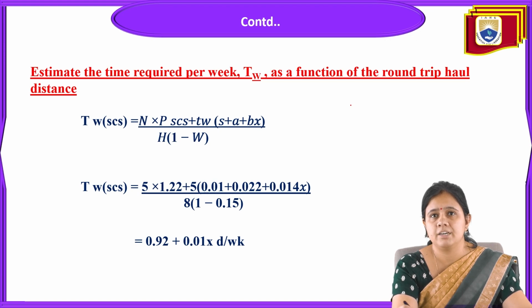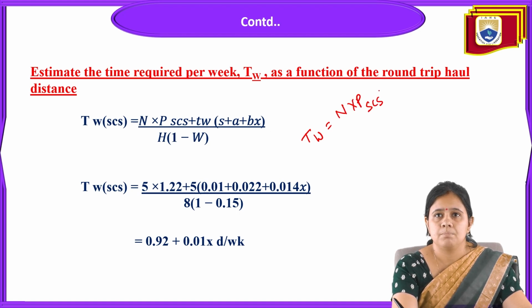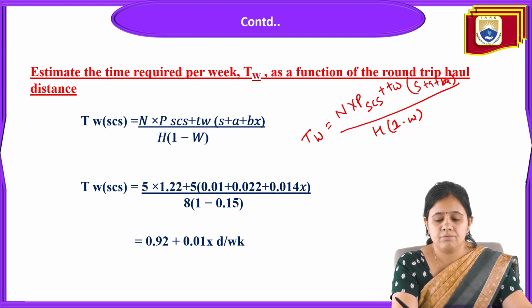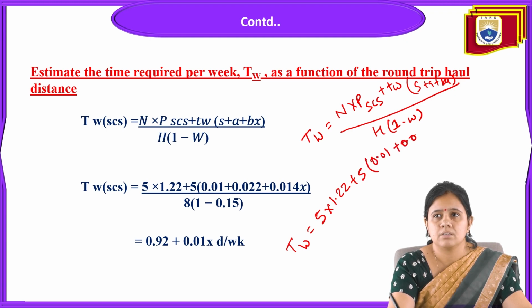So this will be as a function of the haul trip with a round trip distance. It will be calculated by the formula TW is equal to N into P, where P is S plus A plus BX, divided by H1 minus W. If we put in the values, it becomes TW is equal to 5 into 1.22 plus 0.14x.